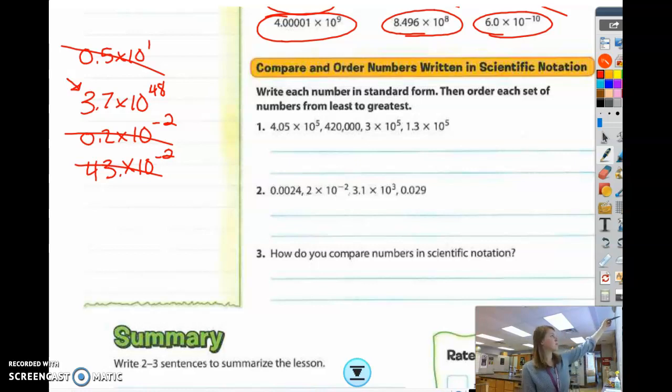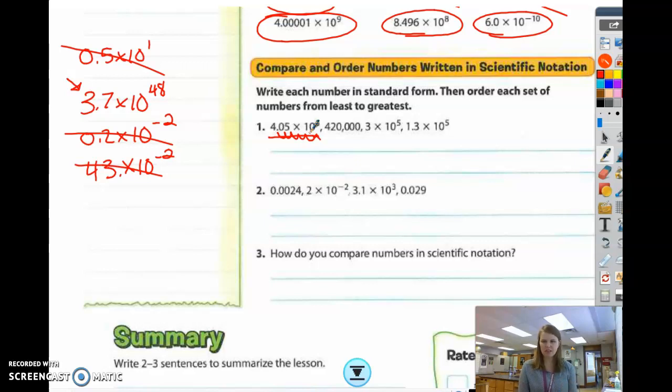So this first one's asking us to write this in standard form. We're going to take this number in standard form. It says times 10 to the fifth, so we're going to take this decimal and move it to the right 5 spots. Make this bigger, 5 spots. 1, 2, 3, 4, 5. Think about that: 10 to the fifth.